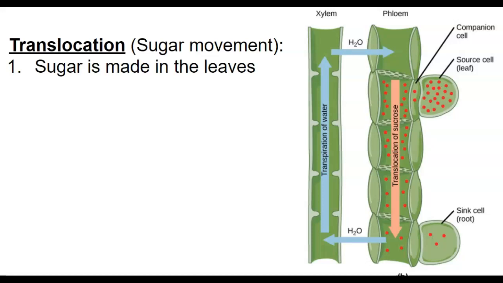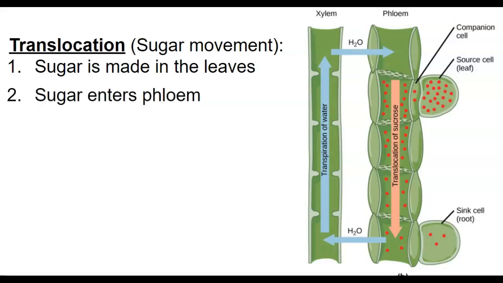We said that this is called the source, typically. Okay, sometimes the source is not going to be the leaf, especially if we think about in the spring when all of the sugar's been stored in the roots and stem. That's going to be the source. But wherever we're having a lot of sugar, that's going to be our source.